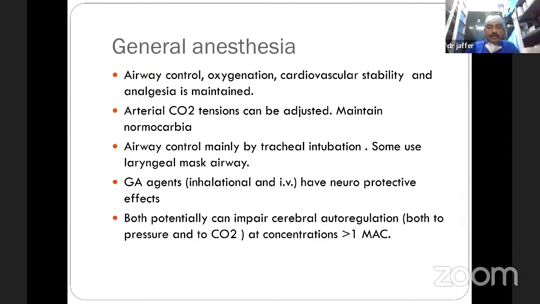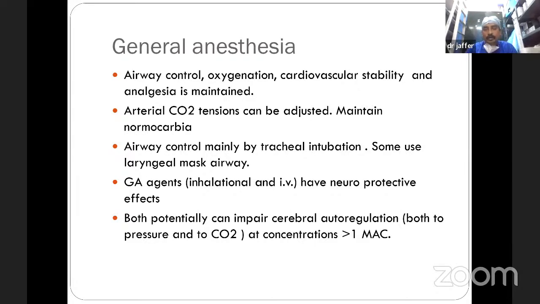So coming to the general anesthesia technique, the advantage of general anesthesia is that airway, oxygenation, cardiovascular stability, and analgesia can be maintained. Then the arterial carbon dioxide tension can be adjusted, and we try to maintain normocarbia. But if our baseline PaCO2 is higher, then we try to keep PaCO2 slightly above normocarbia. Most of the time, airway control is by tracheal intubation, but some may use a laryngeal mask airway also. And general anesthesia agents, in the form of inhalation and IV, theoretically have neuroprotective effects, they are helpful.